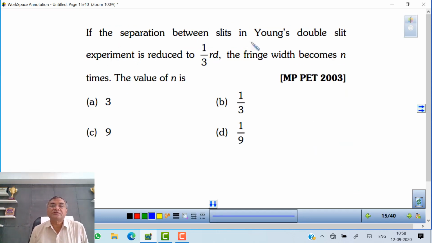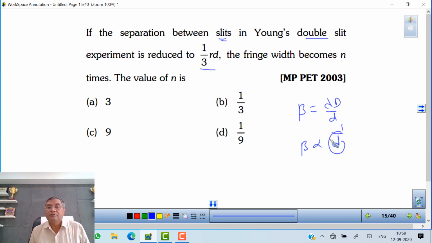If the separation between the slits in the double slit experiment is reduced to 1/3, the fringe width becomes n times the original value. The value of n is? Okay, so it's very simple. Beta is equal to lambda D upon d, and now the slit separation is reduced. So beta is inversely proportional to d. If d becomes 1/3, then beta becomes 3 times. બરાબર છે? d ત્રીજા ભાગનું થઈ જાય તો બીટા 3 ગણું થઈ જશે કારણ કે ઇન્વર્સ પ્રોપોર્શનમાં છે. ઓપ્શન A જ કરેક્ટ. આવા ક્વેશ્ચન પણ પૂછે.